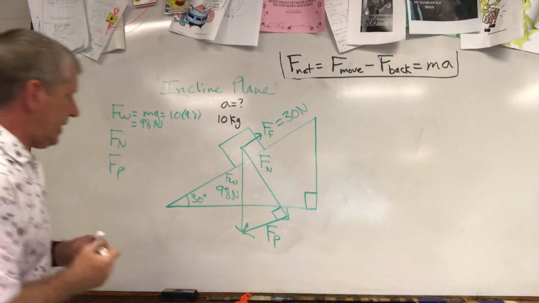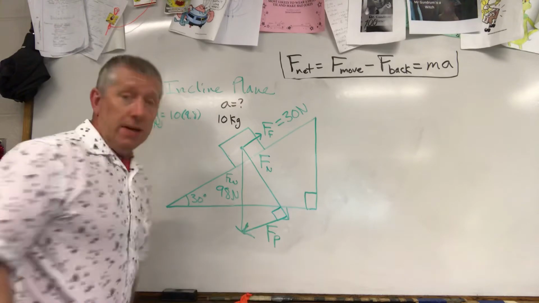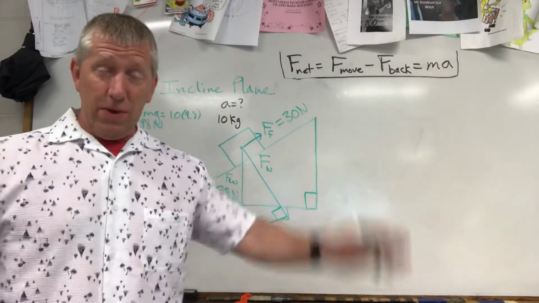Next, we need to figure out this side of the triangle. Well, we only have a 90-degree angle. We don't know any of the other angles. We can't do any of that trigonometry, sine, cosine, tangent.